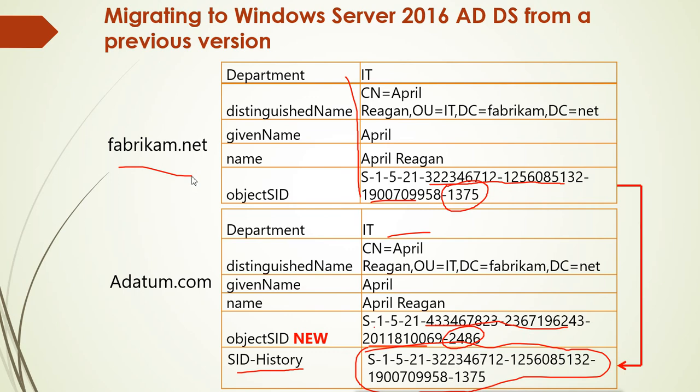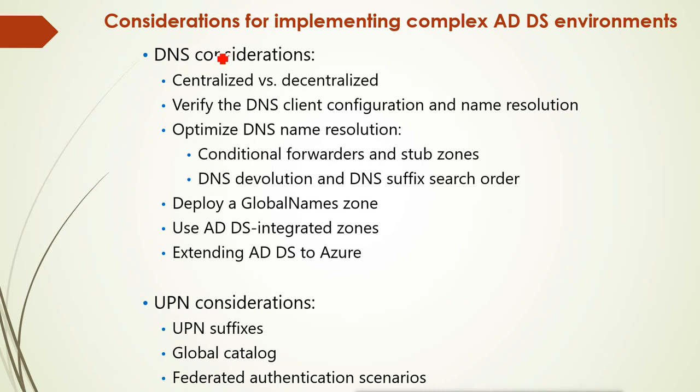Now, considerations for implementing a complex ADDS environment: we have to consider DNS, centralized versus decentralized. Do you want a single DNS server in the forest, or a decentralized DNS? That means every domain, child domain, and tree domain has a separate DNS environment. Verify the DNS client configuration and name resolution, and optimize the DNS name resolution.